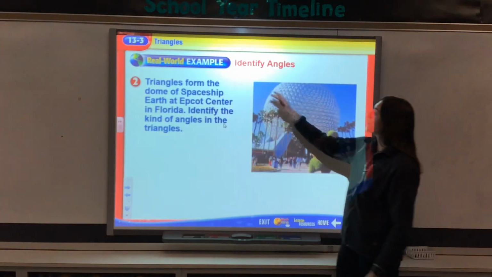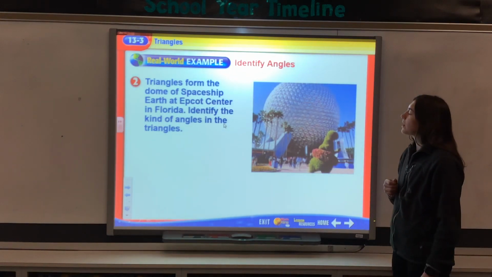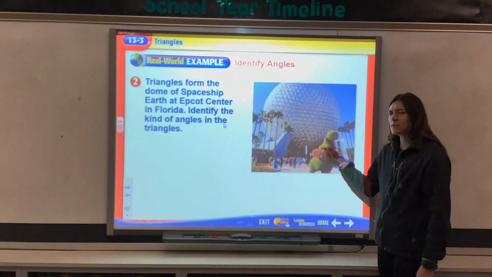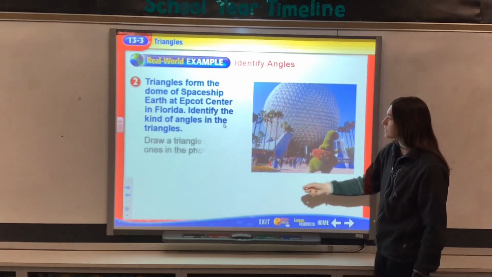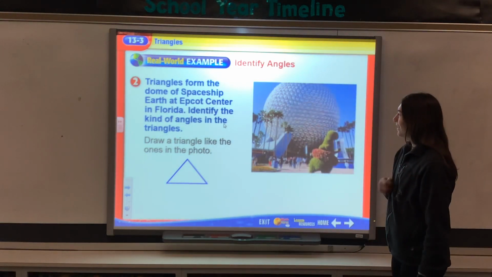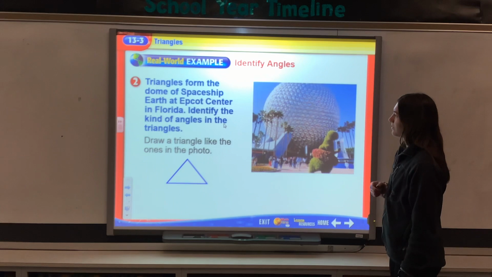All right, triangles form the dome of the Spaceship Earth at Epcot Center in Florida. Identify the kind of angles in the triangles. Now this is kind of hard to see on the board, so we'll pull up a triangle there. It's similar to the ones in the photo.